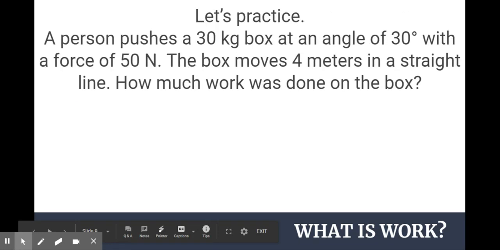All right, let's do a little practice problem real quick. So a person is pushing a box at an angle, a 30 kilogram box at an angle of 30 degrees with a force of 50 newtons. The box moves 4 meters in a straight line. How much work is being done on the box? Look at our previous equation, see what you can figure out.